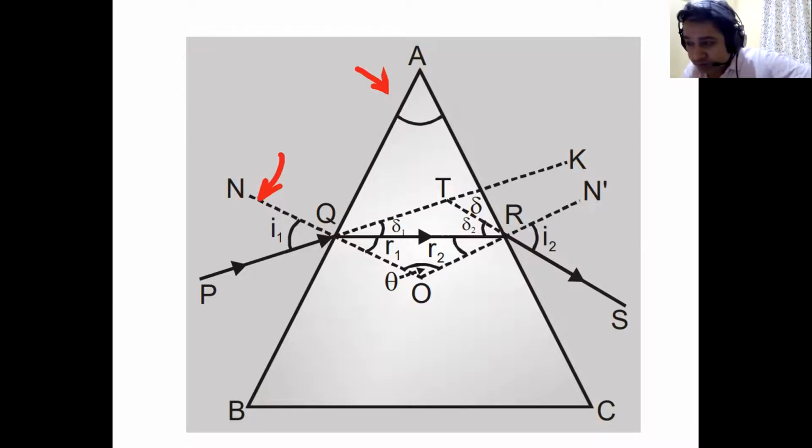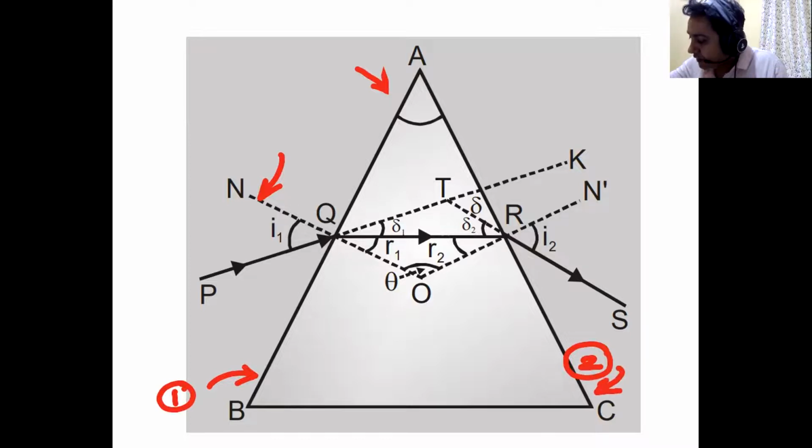This is the angle of incident on face AB. AB is your refracting face number 1 and AC is your refracting face number 2. This is the normal drawn on this face, N1. Do we understand this?